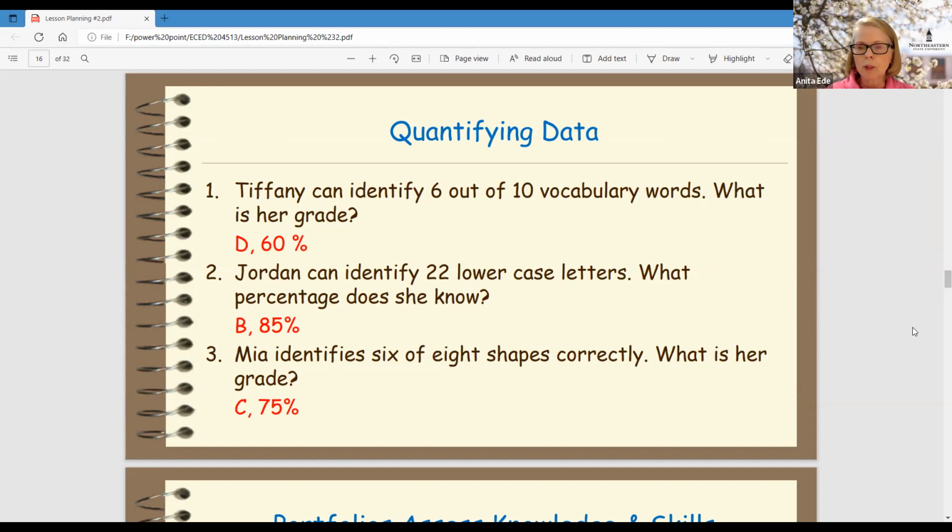Jordan can identify 22 lowercase letters. What percentage does she know? She knows 85%. That's fantastic. So that's no problem there. Mia identifies 6 of 8 shapes correctly. What is her grade? Well, it's a 75%. So obviously you're going to have to do some reteaching. So just so you know that, make sure you're able to figure grades and record them, because there's going to come a point when you have to know what their percentage is.